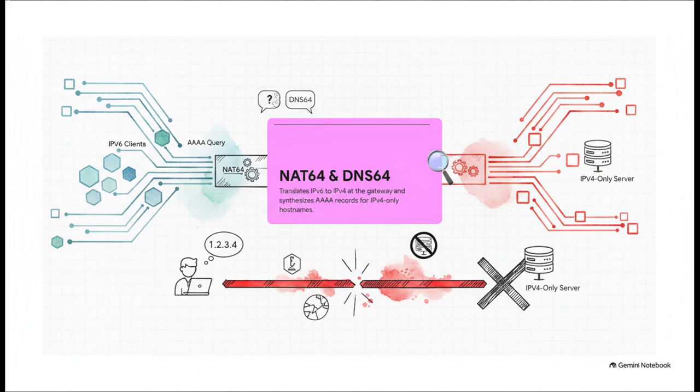But here is the trap. If your developers or your applications are using hard-coded IPv4 literals, like, say, trying to connect directly to 1.2.3.4, they bypass that DNS synthesis entirely because, well, DNS64 can't help you if DNS isn't even being queried. That means the connection simply breaks.